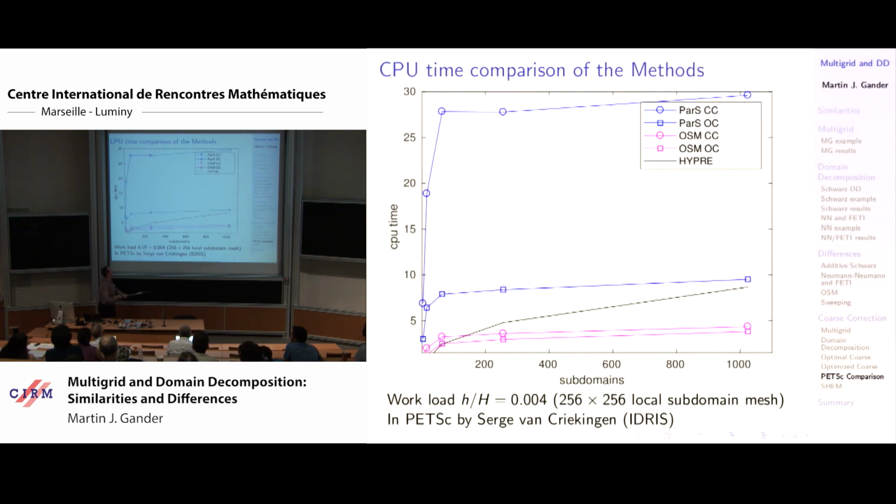If you look here, it goes from this blue line to this blue line. If you have an asynchronous method, you cannot use Krylov. For optimized Schwarz, it's much less. This is classical Schwarz. But if you optimize Schwarz, you might as well do the simple thing. It's not that much different, and it's not more complicated.